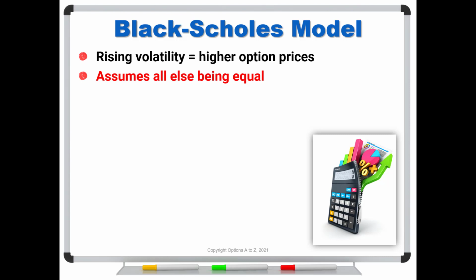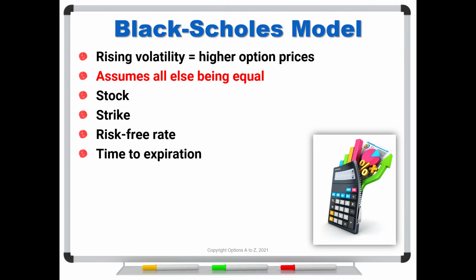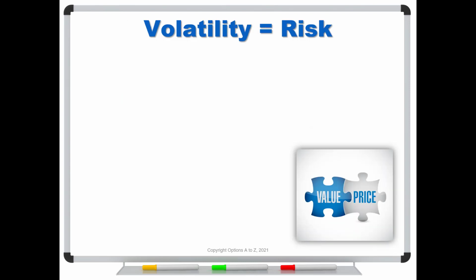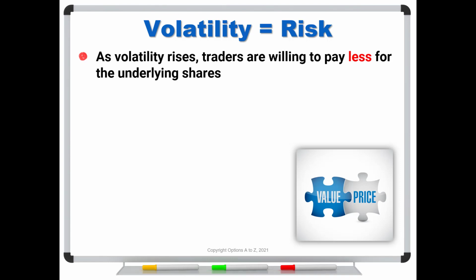So it means that the model is assuming that the stock price, the strike price, the risk-free rate, time to expiration, everything stays the same. But in the real world, what is most likely to change under higher volatility environments? Probably the stock price. And that's because volatility equals risk. So while options like higher volatility, investors don't. As volatility rises, traders are willing to pay less for the underlying shares. So these investors are going to start bidding down these share prices. So falling share prices mean lower call prices.